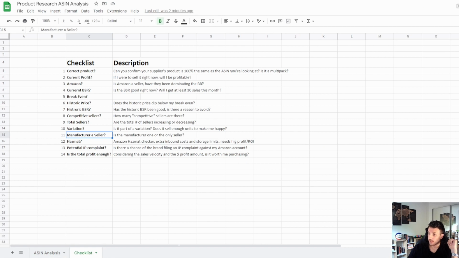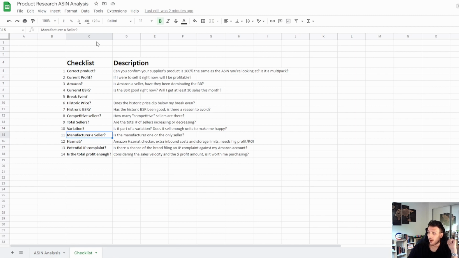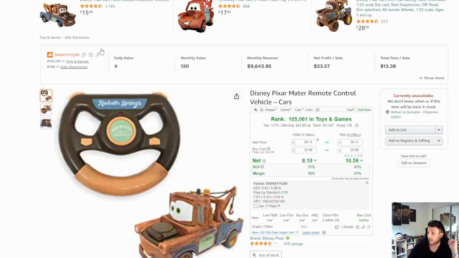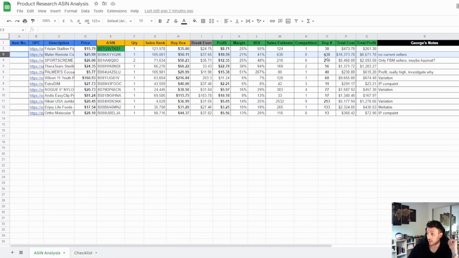Hazmat, it's not hazmat. It's a plastic toy or whatever it is made out of. IP complaints, yeah, Disney could potentially complain, but nothing popped up on IP alert. And is the total profit worth it? Well, if we were to sell 630 units, yeah, $6,671 in a month is definitely worth it.